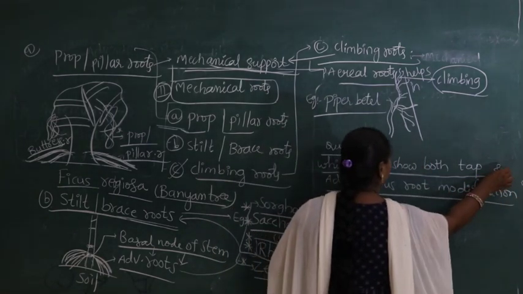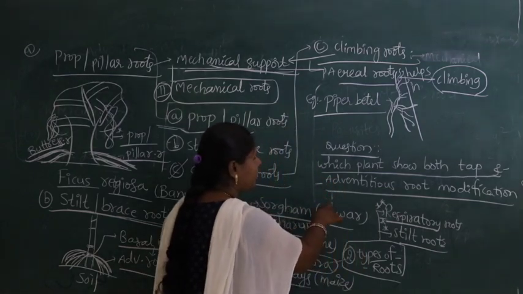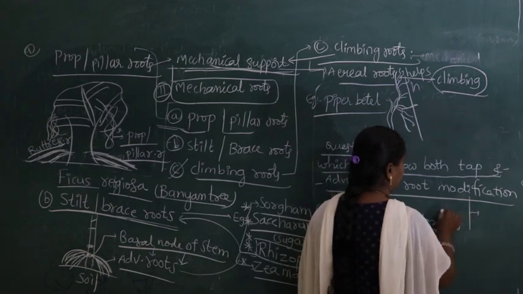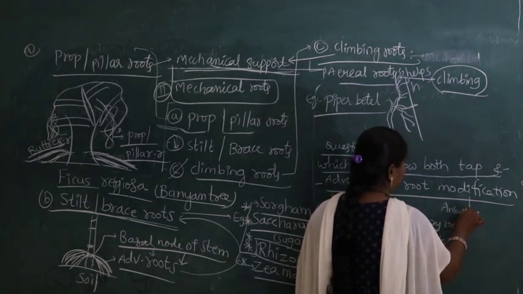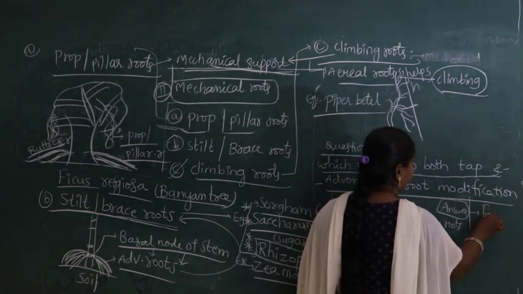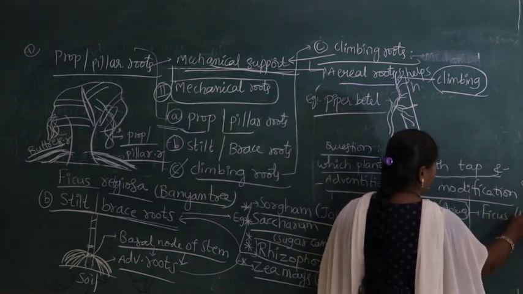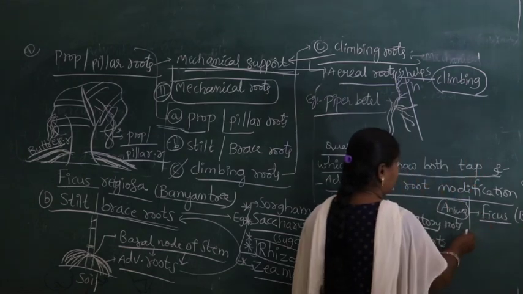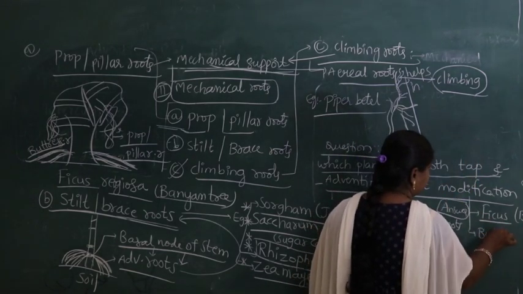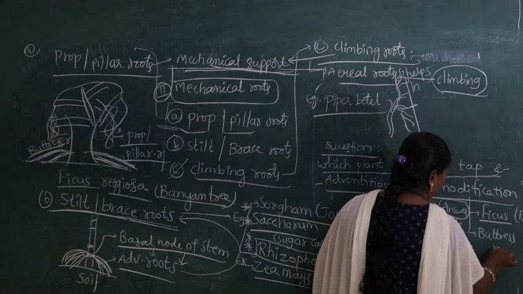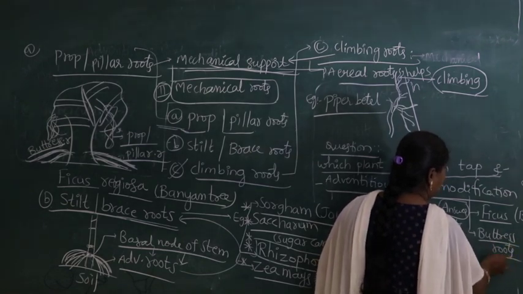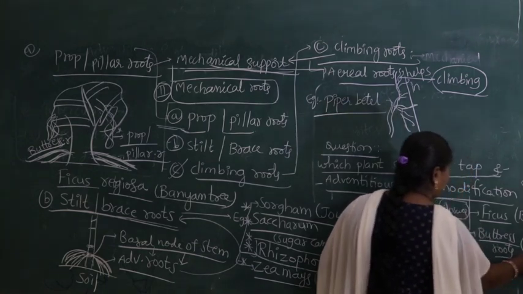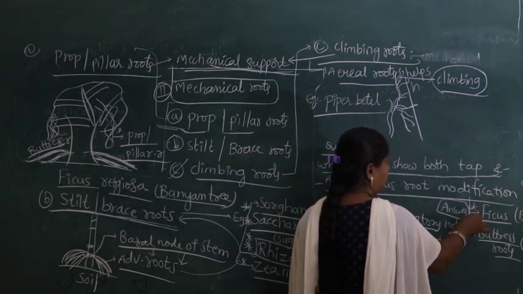Which plant shows both tap and adventitious root modification? Then what is the answer you have to take? The answer you have to look for is Ficus, or banyan tree. Why Ficus and banyan tree? Buttress roots are an example of tap root modification. In Ficus is the answer you have to choose.